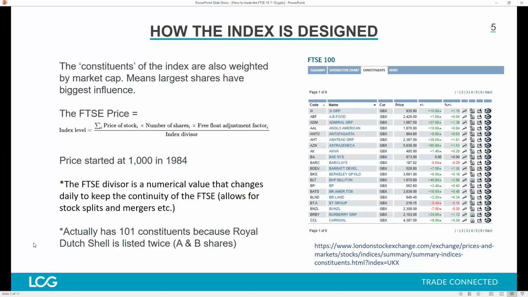There are actually 101 constituents, so really it's the FTSE 101, but in a way it's not, because Royal Dutch Shell is listed twice with both A and B shares. It's a good indication of how huge a company that is, that it has two listings on there.